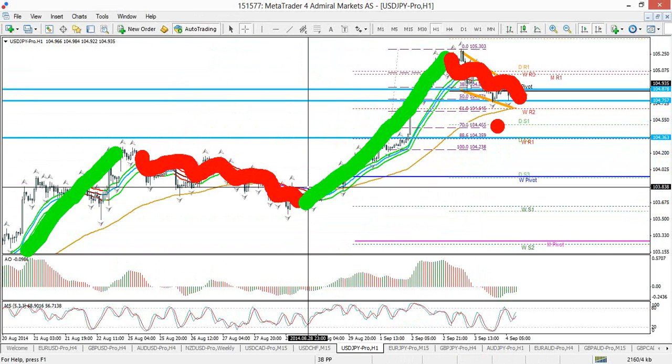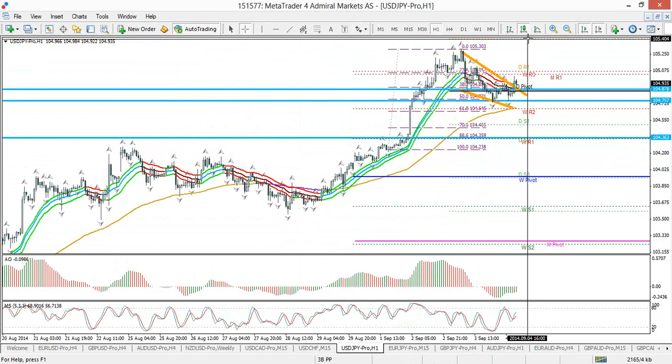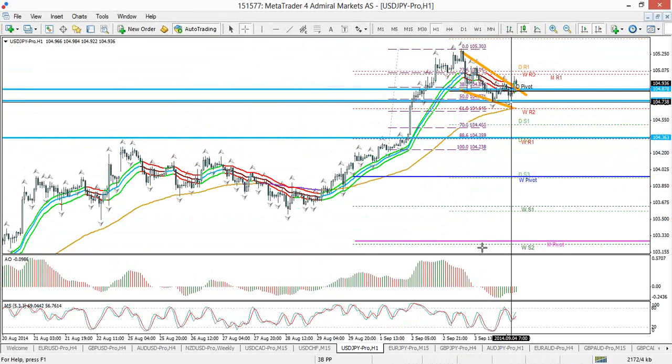We've broken through pretty interesting levels like 104. What remains is 105.40-ish, the bigger monthly top posted about end of last year, if I remember correctly. So that's still ahead of us.